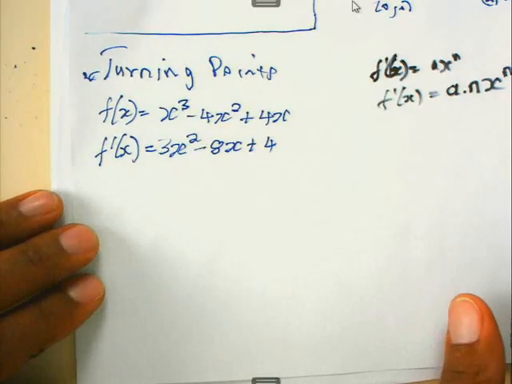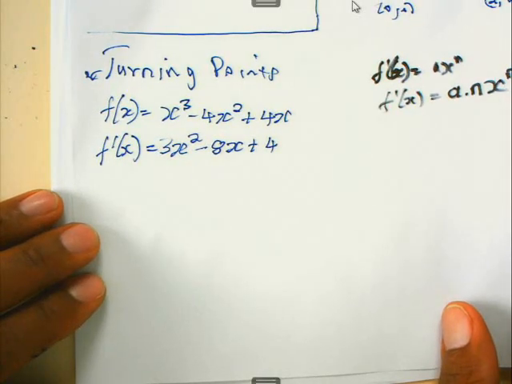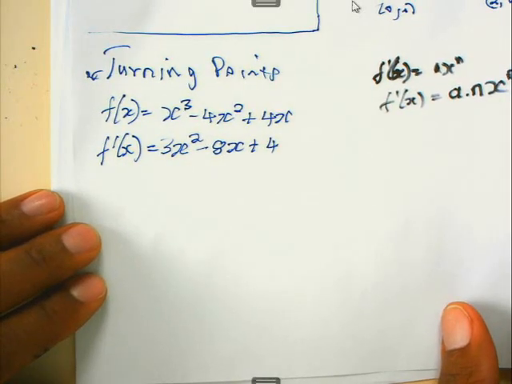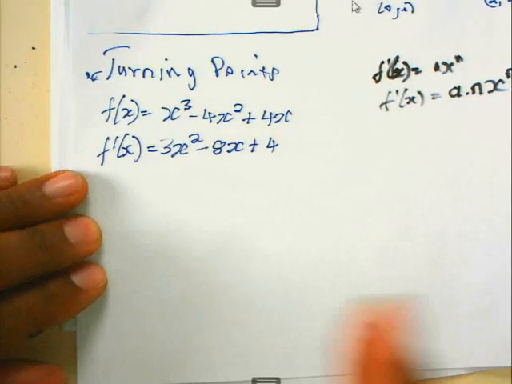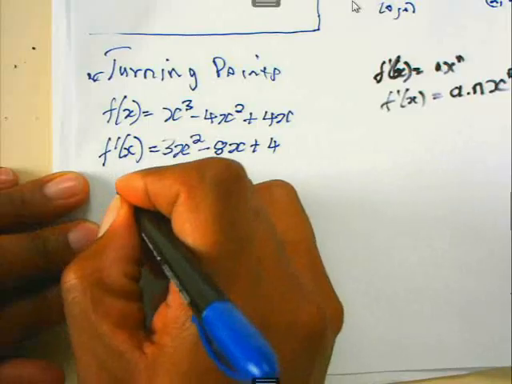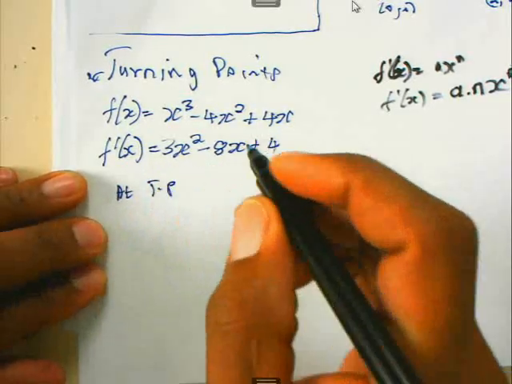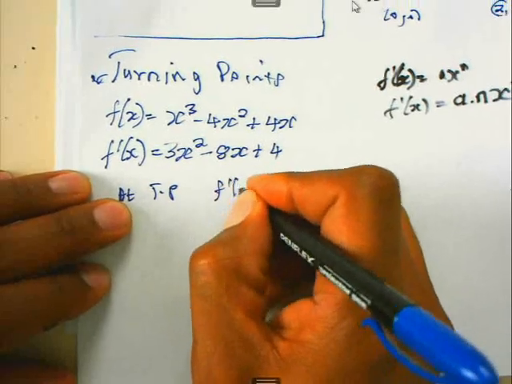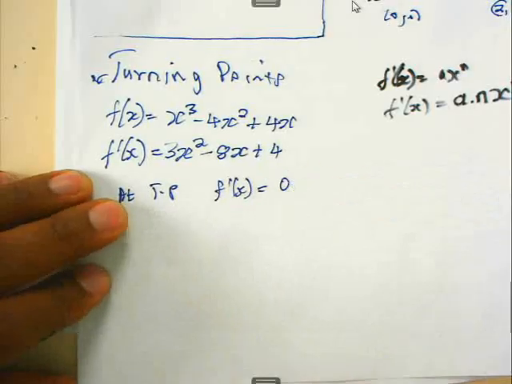Good. Now, what do you know about the derivative at the turning points? What do you know about the gradient at the turning points? Of course, it's very important to remember that at the turning point, the derivative f prime of x is equal to 0.